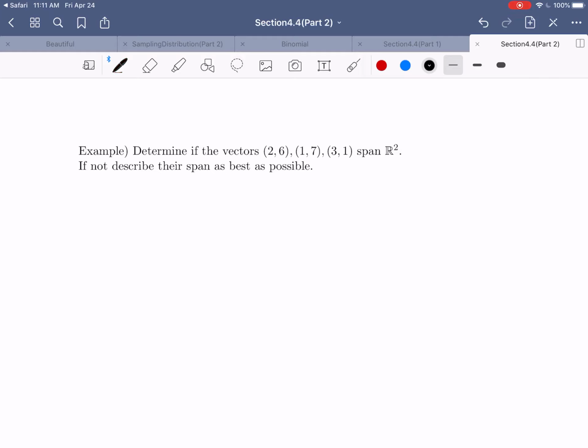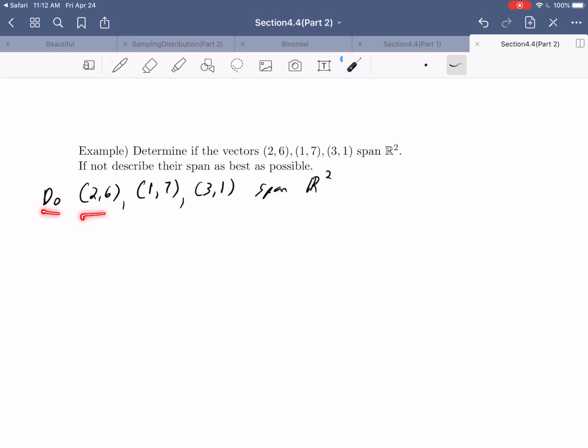Okay, so we want to know, do (2, 6), (1, 7), (3, 1) span R2? You have some serious grammar issues here with whether that should be does these span R2 or do these span R2. Either way, it sounds awkward, but that's okay. We're math, not English here. So let's go ahead and get this done. We want to know, do these guys span R2?